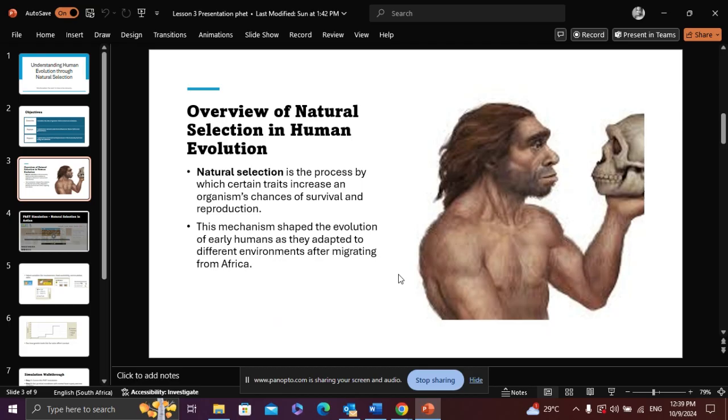Natural selection is one of the key mechanisms of evolution. It's the process where organisms with traits better suited to their environment survive and reproduce, passing those traits to their offspring. For early humans, this means that as they moved out of Africa and faced different climates, food sources, and predators, traits that helped them survive in those environments were passed on to future generations.